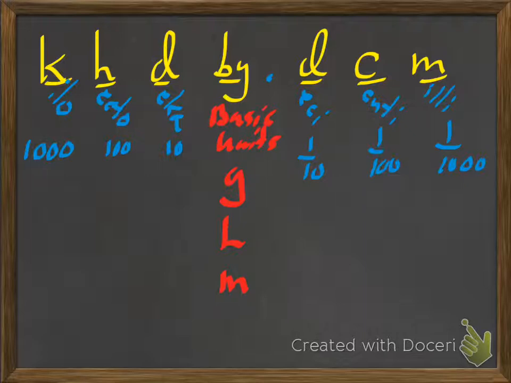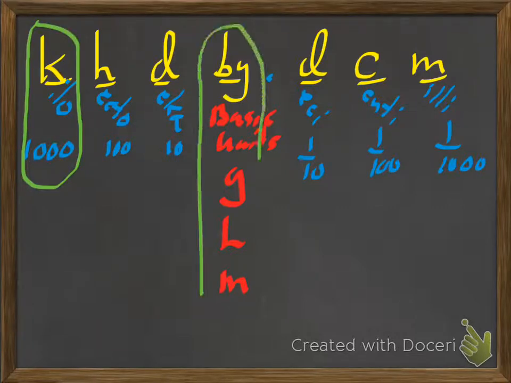What we can do using King Henry is that we can convert from one unit to another simply by counting. All right, now let's talk about a couple practical things before we get started here. Back to the basic units. The ones that you're going to see the most often are the basic units, so things like grams, liters, and meters.